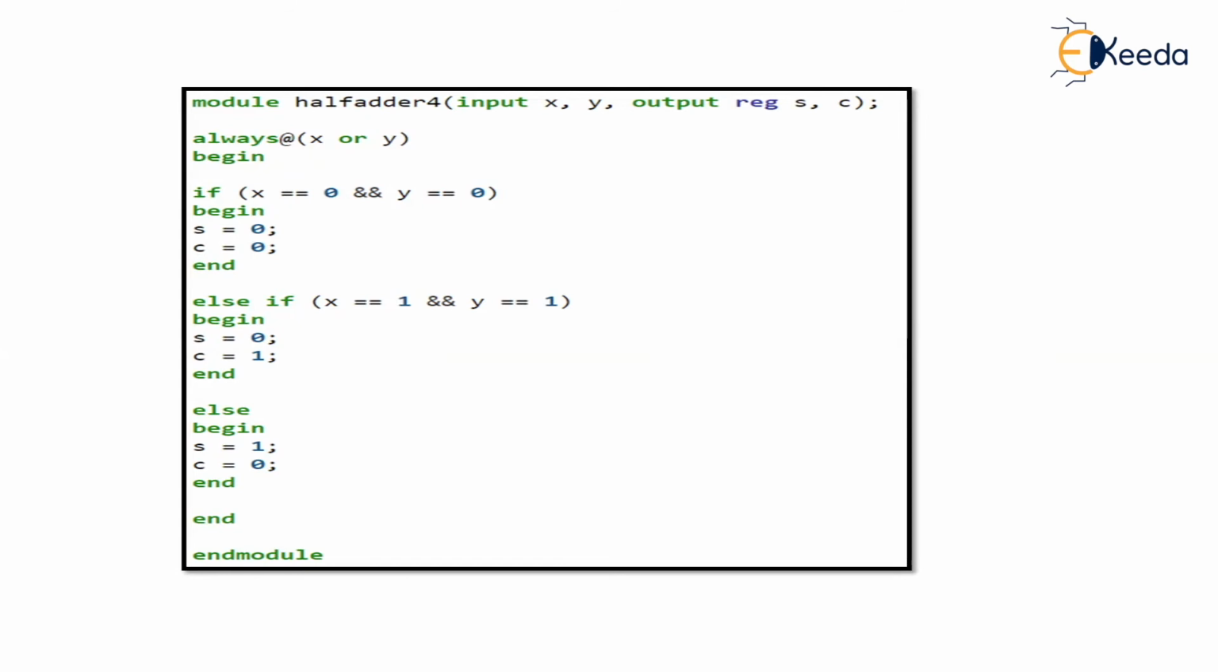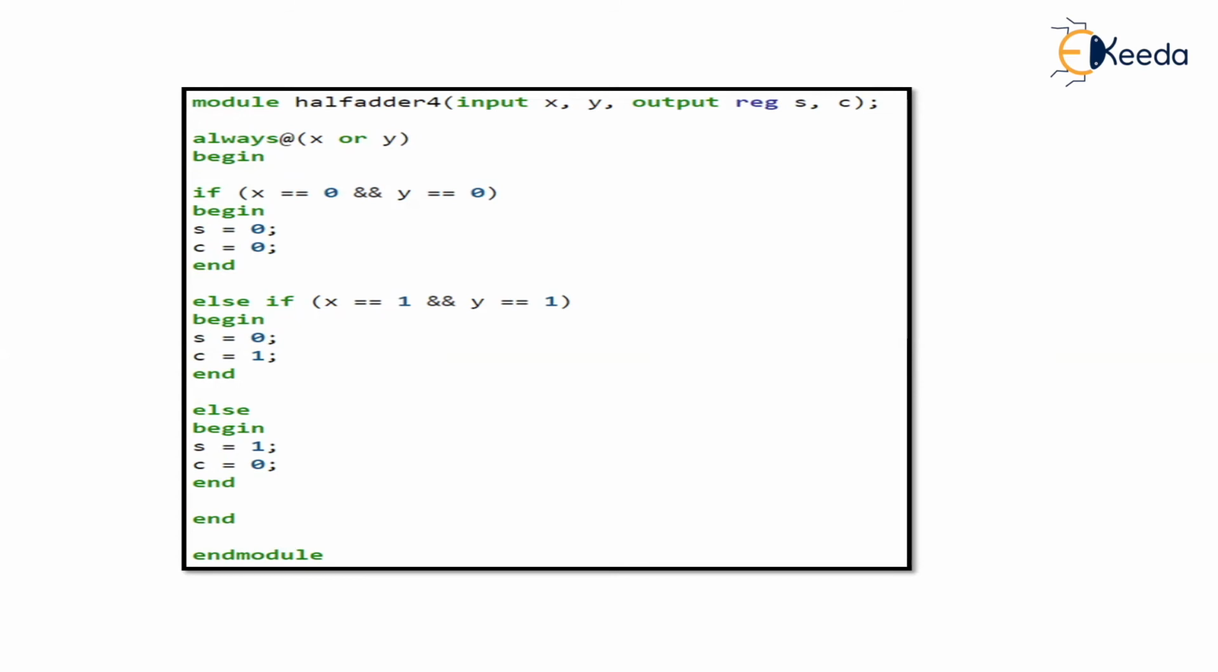My sum will be 0 and carry will be 0. And then else if, what is the else if condition? If my x is equal to 1 and y is equal to 1, I can say my sum is equal to 0 and carry is equal to 1. Else, again I will begin, and by default the sum will be 1 and carry will be 0.